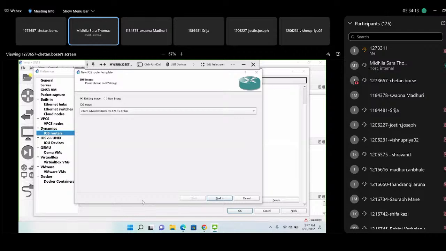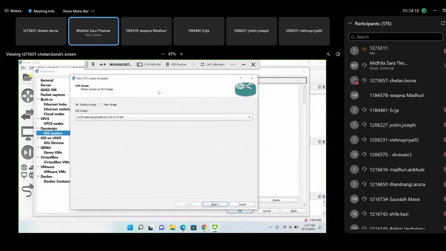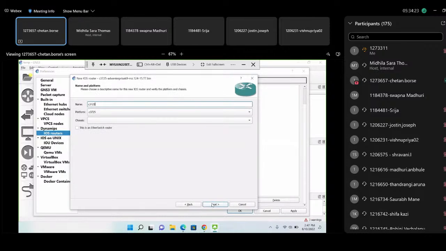Now, when you get this screen, you have to click on Next. Wait. Guys, what you have to do now is, do you see a checkbox? This is an Ether switch router. Click on it. A tick mark should appear. Guys, when you have this checkbox, an Ether switch router, a tick mark should appear on it. Then you click on Next.